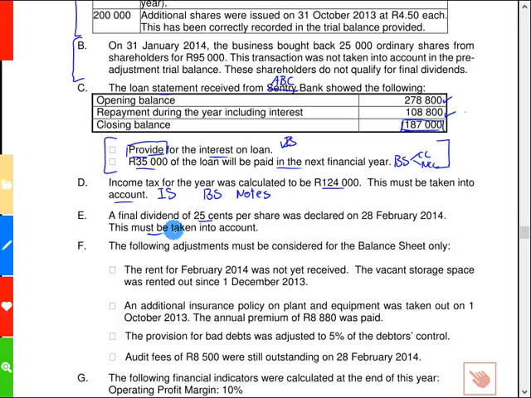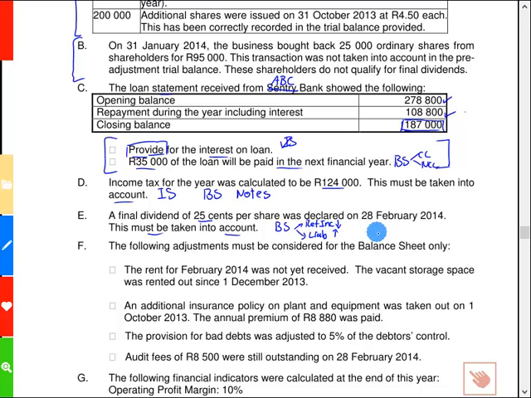This must be taken into account. So what does this affect? Definitely affects the balance sheet. Where does it affect the balance sheet? In the equity and liabilities, yes. Equity, because my retained income is going to be decreasing, right? Retained income goes down because of the dividends. And my liability, shareholders for dividends, is going to go up.